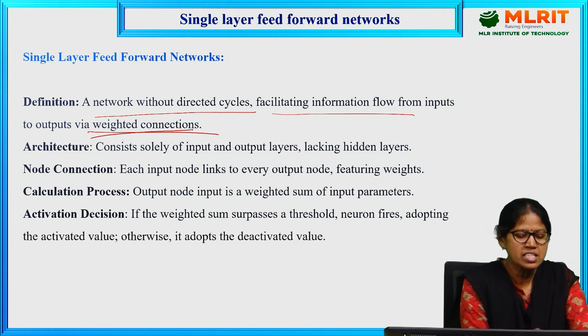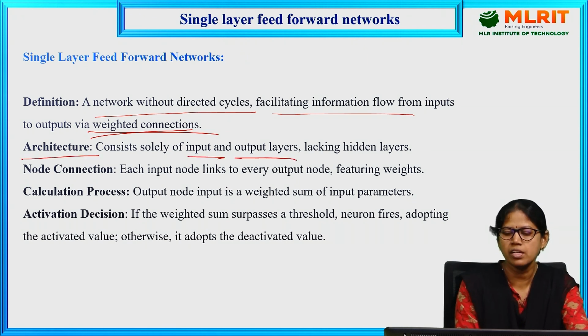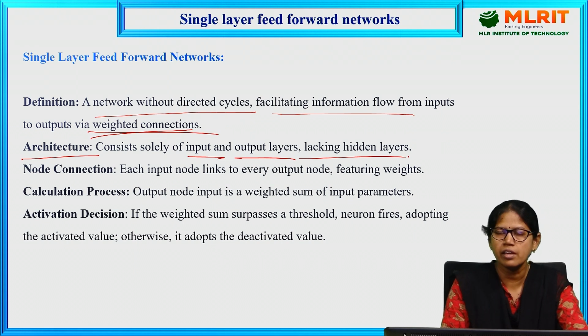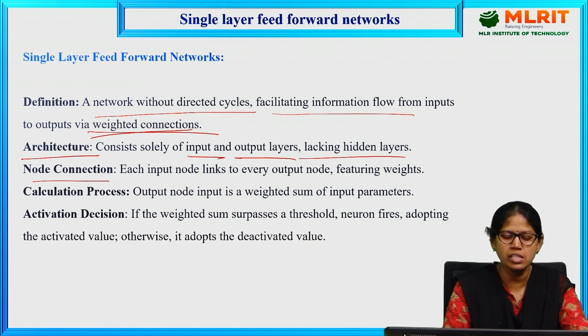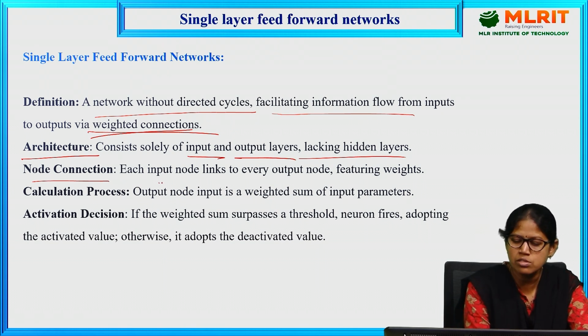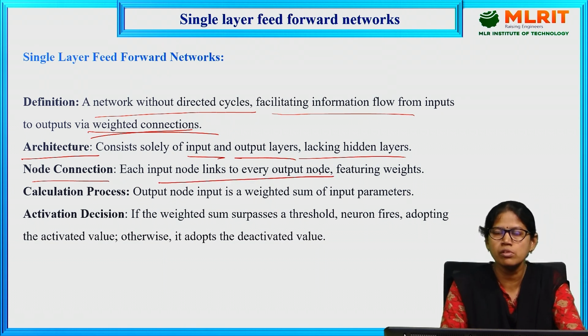Let's see the architecture. It consists of an input layer and an output layer. Here there is no hidden layer, only two layers: one is the input layer, another is the output layer. That's it. Next, node connections: how will each node be connected? Each input node links to every output node, and these links are associated with weights.